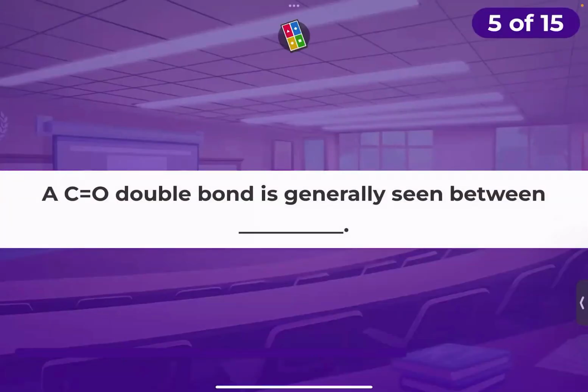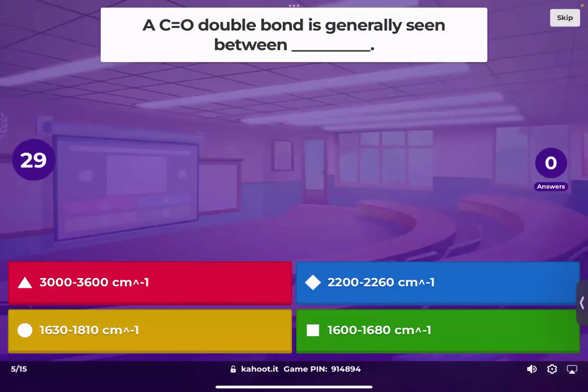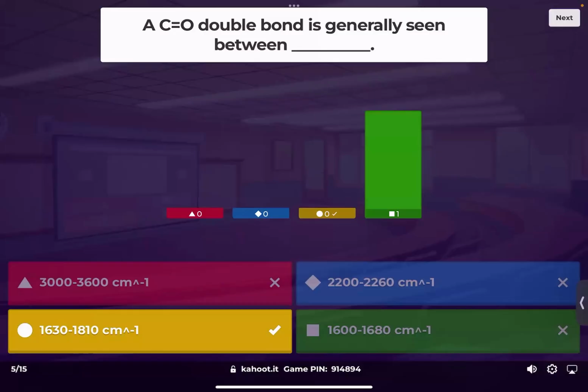The C double bond O. Okay, that is the beginning one. That is right after like 1500. Be careful of this one. They're very close. Don't choose too fast.